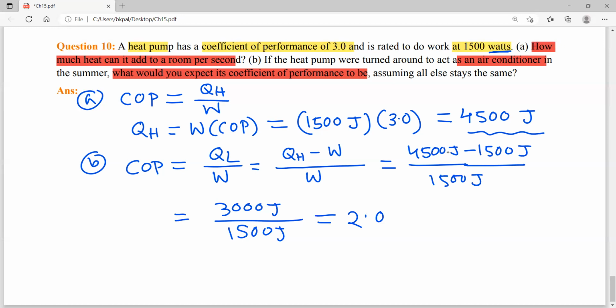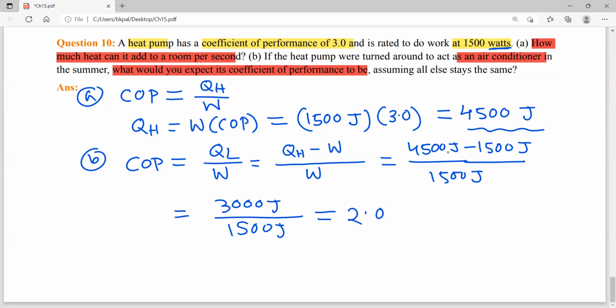All right, so that's it, I think, for this chapter. In the next class, I'm going to start a new chapter and a new concept. So next class will be about static electricity. All right.